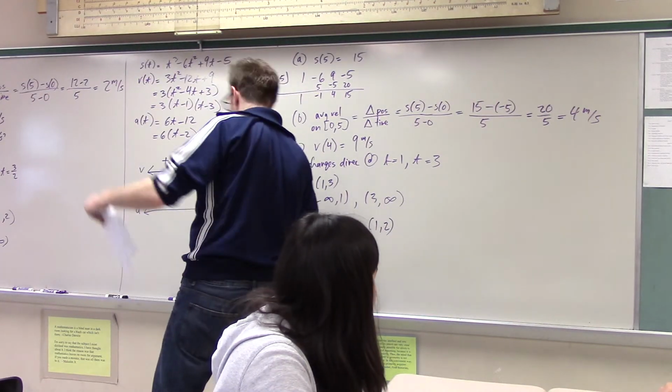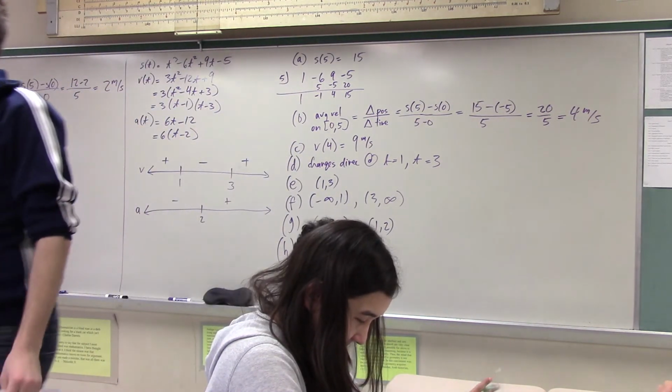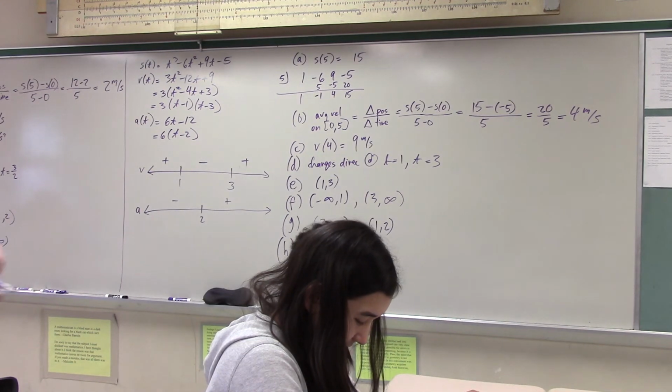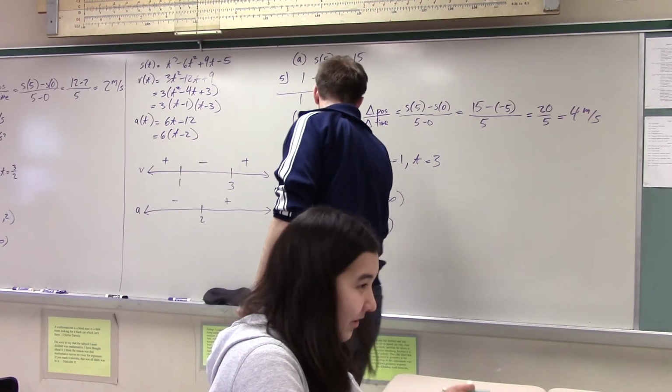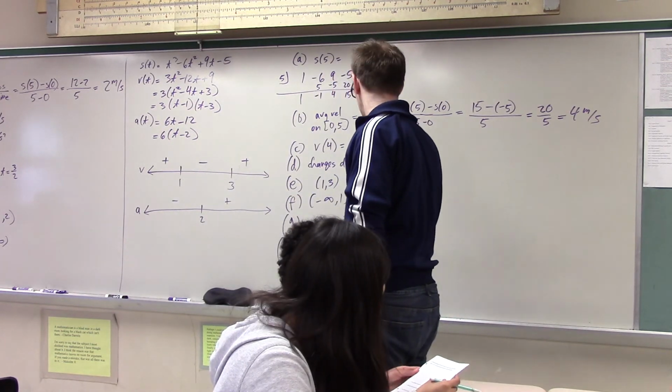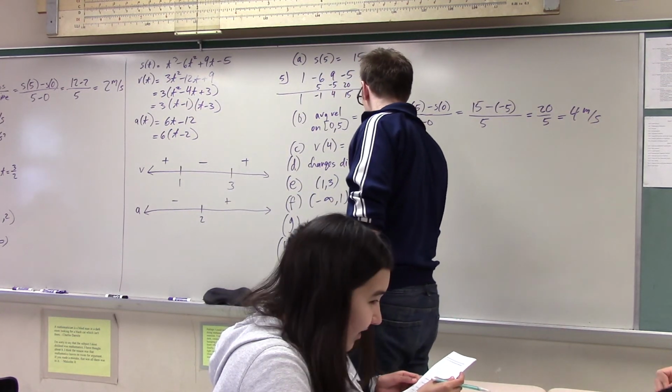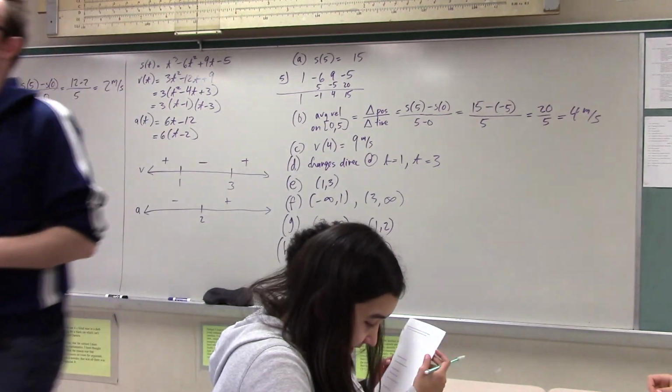Good. How about part H? When is it slowing down? Negative infinity to 1, and 2 to 3. Everything else. Okay, good. You guys feel like you got this?